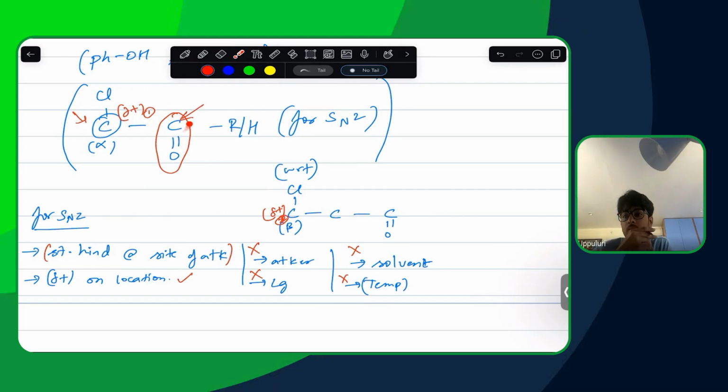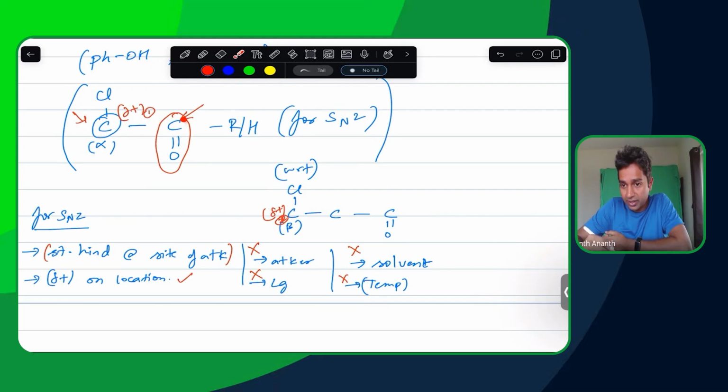Why? Because this location also has the delta plus. O is pulling the electron. It has a higher delta plus, yeah. Maybe. Right? So if nucleophilic addition is going to be a possibility, that will possibly be competing more.